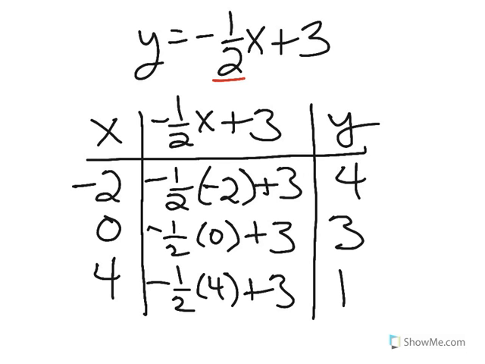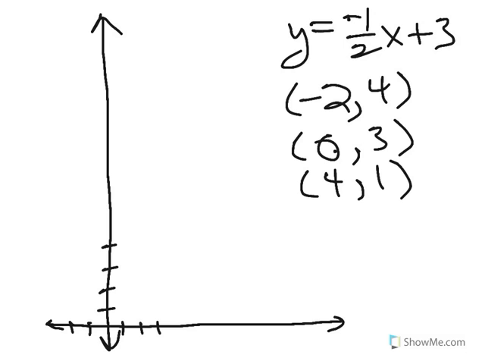So now we have our 3 points ready to switch screens and graph this and take a good look at it. So let's graph our 3 points and get a look at this. We've got negative 2, 4, so starting at the origin, go left 2 and up 4, and that point belongs right here. Negative 2, 4. Now 0, 3. Go to the right 0 and up 3, and there's the point 0, 3. Finally, 4, 1, so go to the right 4 and up 1, there's your third point.